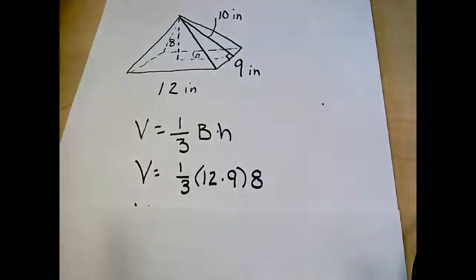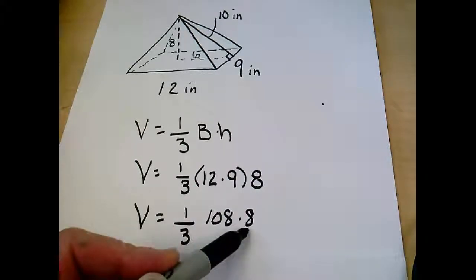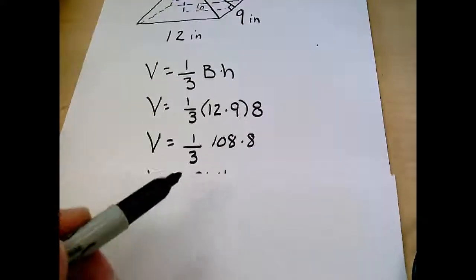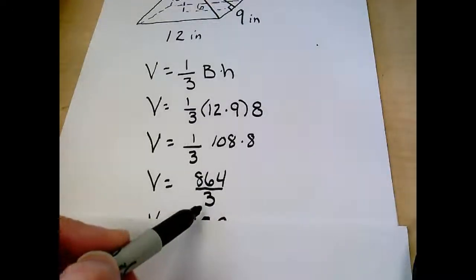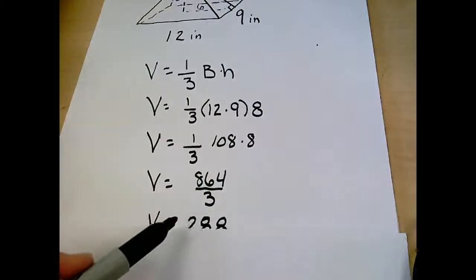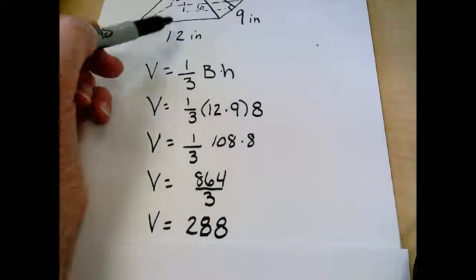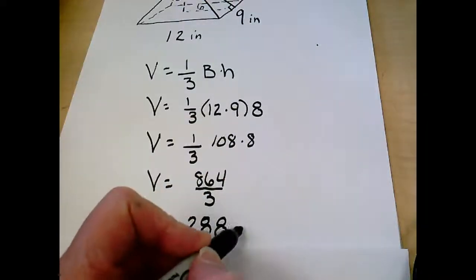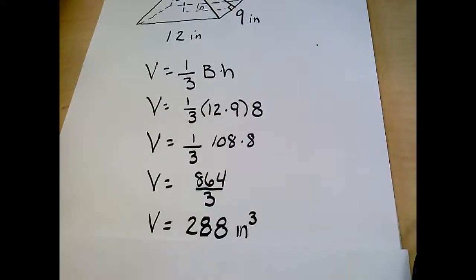So I usually multiply straight across, and 12 times 9 was 108 times 8, and I get the volume equals 864 divided by 3, which comes out to 288. Because it is a volume and my units are inches, this is inches to the 3rd power. And that's how you solve a volume problem for cones and pyramids.